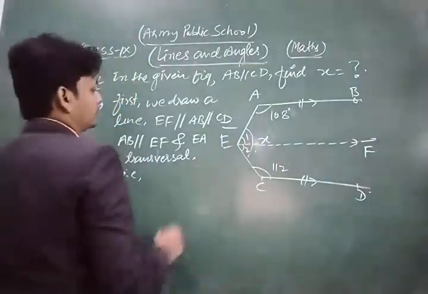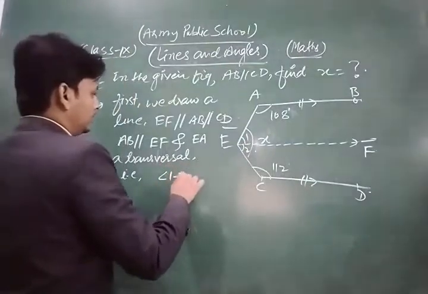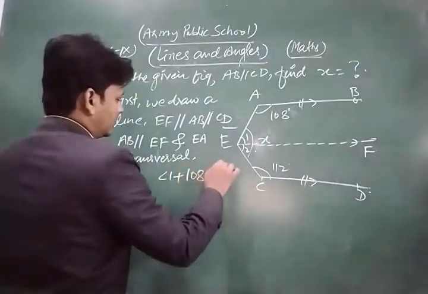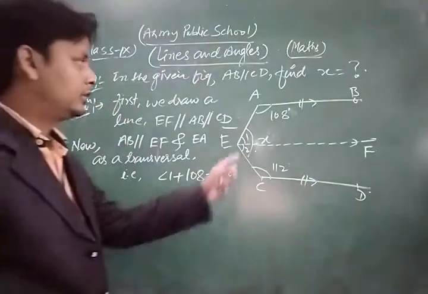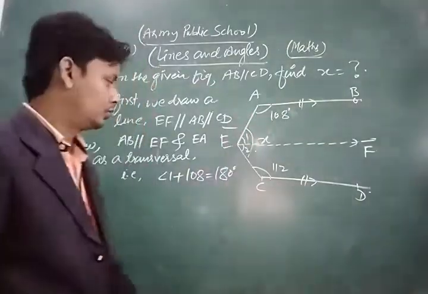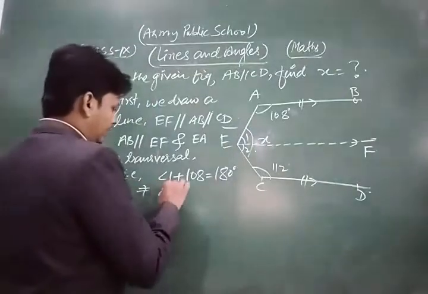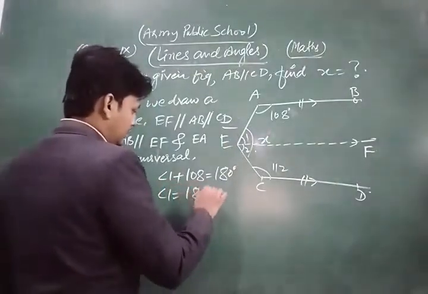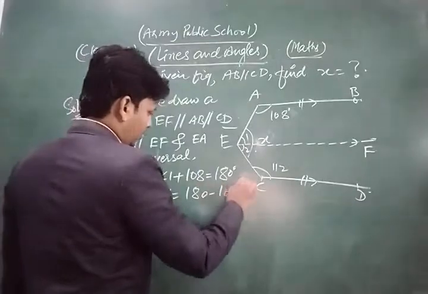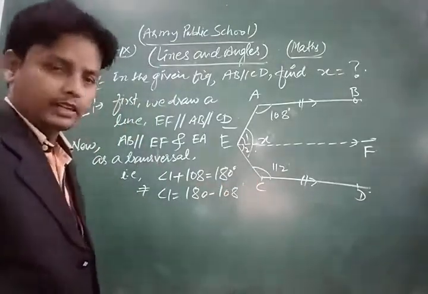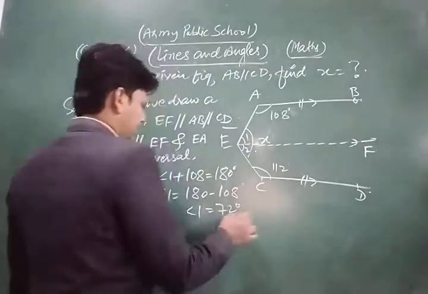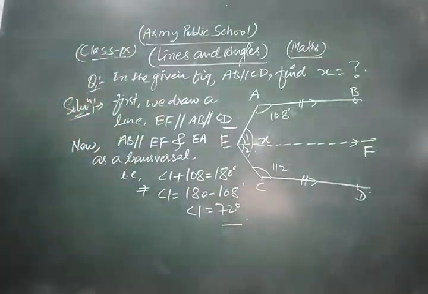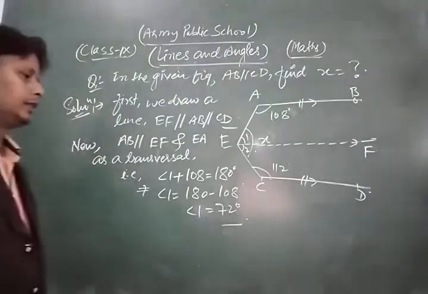So here, angle 1 plus 108 is equal to 180 degrees because they form a co-interior angle. Now from there we find the value of angle 1, that is 180 minus 108. Angle 1 is equal to 72 degrees. So angle 1 we find as 72 degrees.